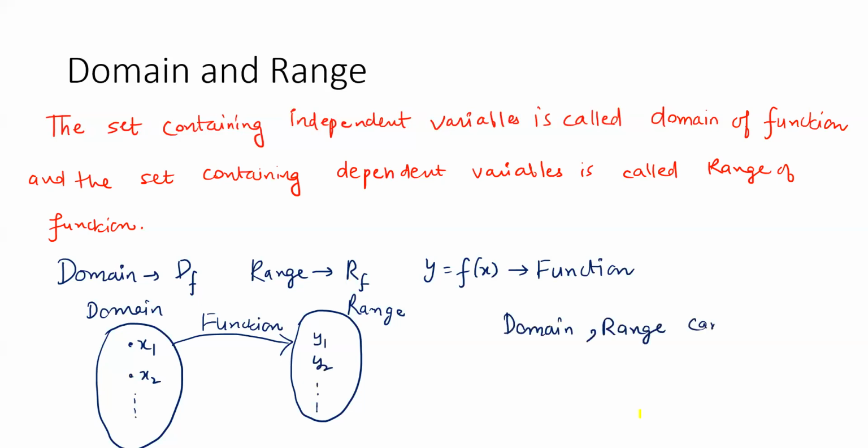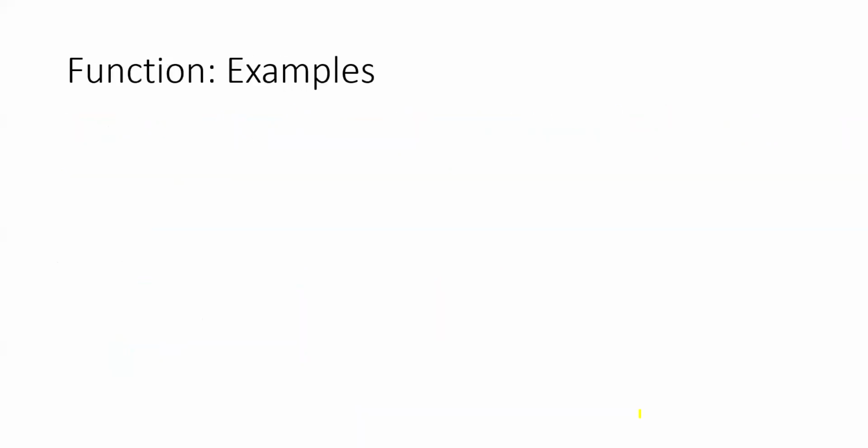So domain and range, both of them can be finite or infinite sets in general, because we are talking about sets. So these can be sets of integers, natural numbers, real numbers, rational numbers, complex numbers. The elements can be anything. So as a set, they can be a finite or infinite set. Now you understand what is the meaning of function, domain, and range. We are ready to look at the mathematical examples of the function.